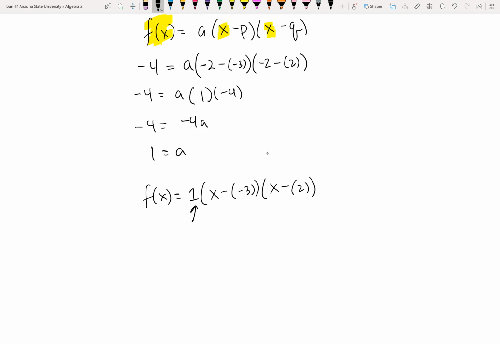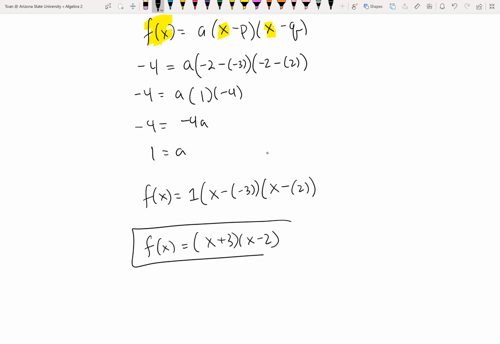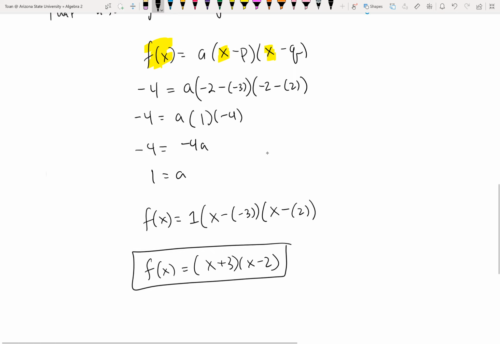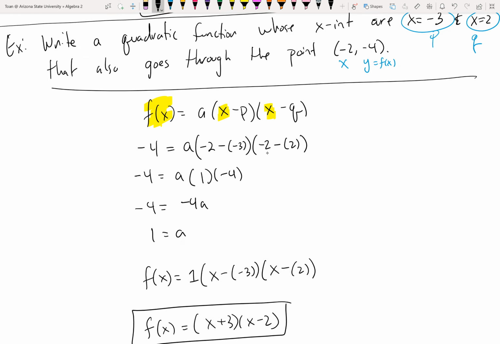And of course, when you multiply by 1, you really don't need to write it. So let's write our cleaned up answer. It would be (x + 3)(x - 2). This function would satisfy the above conditions here.